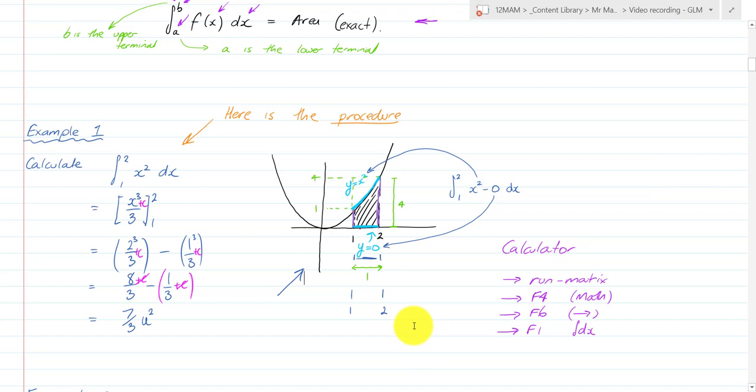That's the end of our first video, an example to show you the procedure and a bit of information about how definite integration can find an exact area for you. In the second video, we're going to look at a couple more examples.